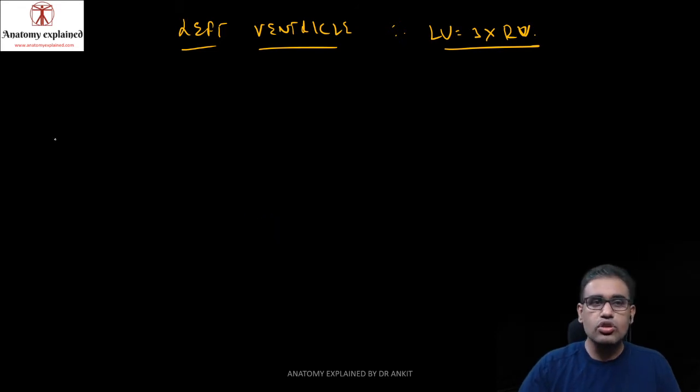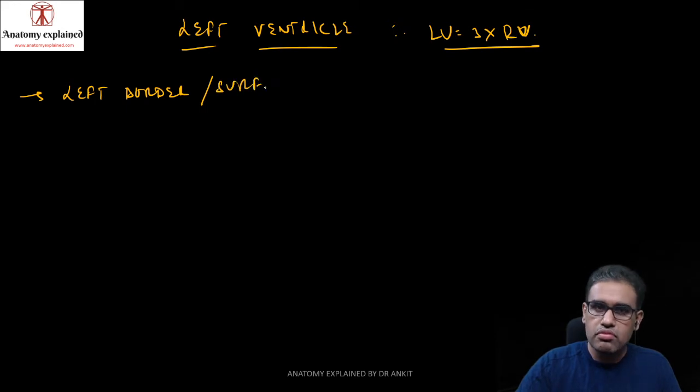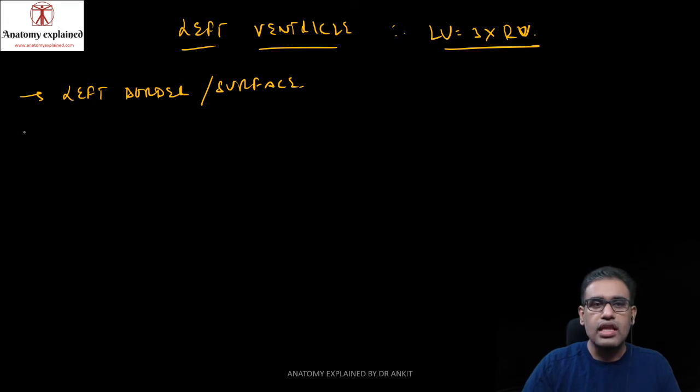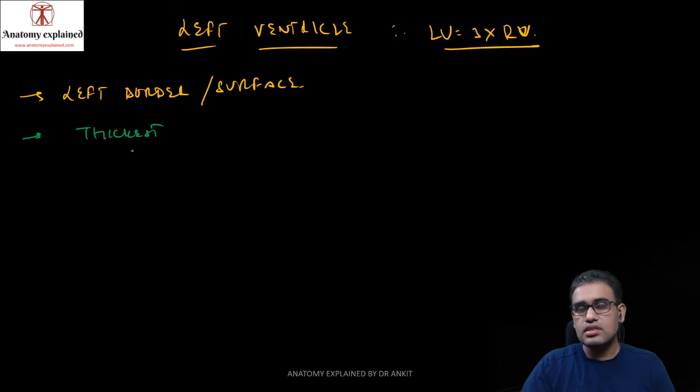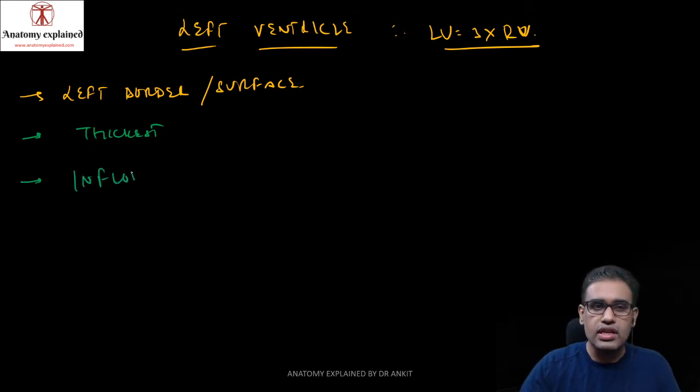Now about its location, a few important features we have already covered. The left ventricle forms nearly the entire left border of the heart, and some also talk about the left surface, because the left border is somewhat rounded, so we can call it the left border, or say it forms the majority of the left surface of the heart. It is the thickest chamber, as we just discussed. Now what are the features inside? If you look at it inside, it has many similarities with the right ventricle. That is, it has an inflow channel.